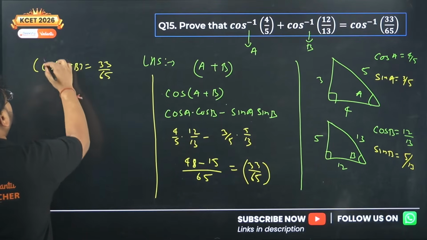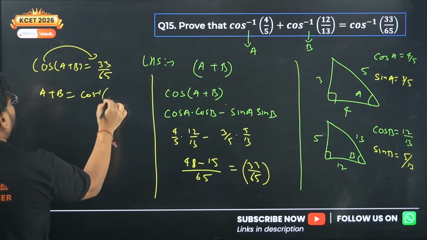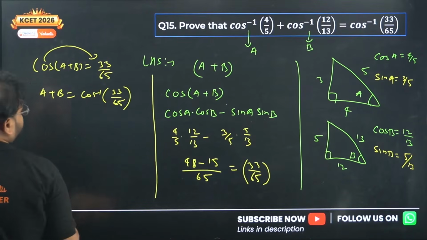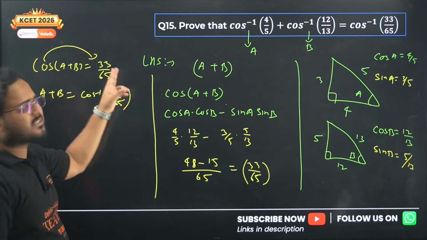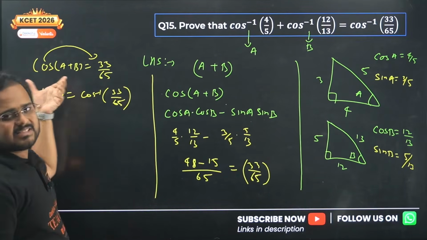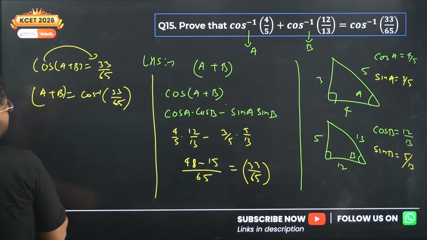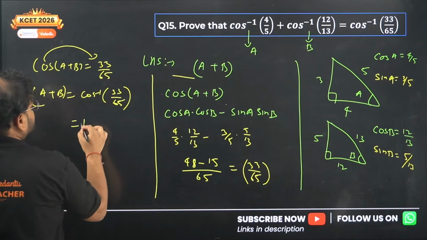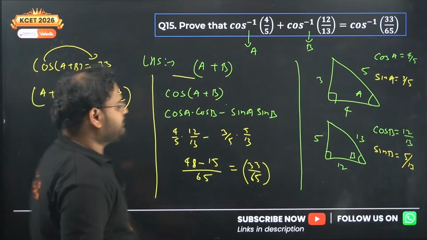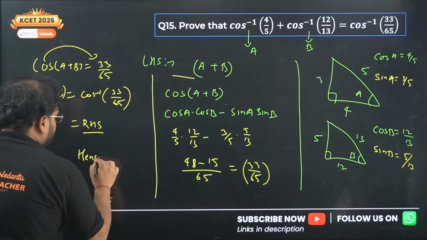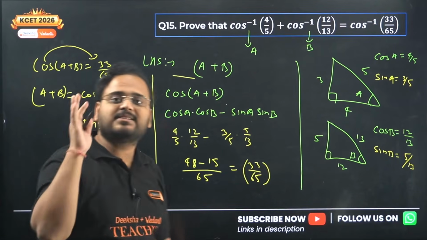Take cos inverse on this side. Sir, A plus B is equal to cos inverse of 33 by 65. I hope you're getting right. What I'm doing over here, basically I'm taking cos inverse on both sides. So this will become cos inverse of cos, cancel. This is going to be cos inverse of 33 by 65. Check here. A plus B was what? LHS. What is this? RHS, na? Proved? Yes, sir. Hence, proved. Done. As easy as it gets.